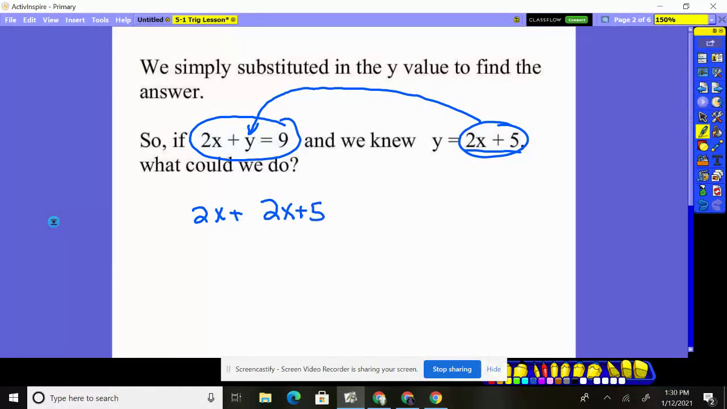So I'm going to say 2x plus, instead of y, we replaced y with what? 2x plus 5. With this, what it said y was worth. If it said y was worth 10, we would have put 10 there. But it said y was worth 2x plus 5. So that's what we put there. Now this equation equals 9 according to what we have right there.